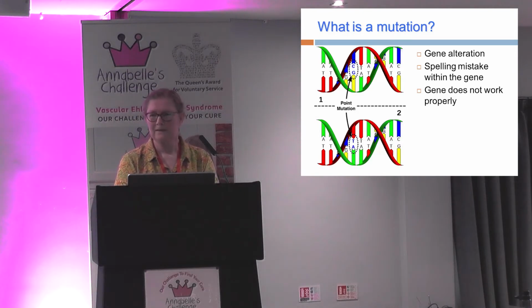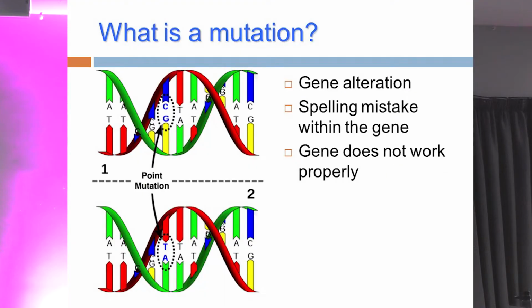And what do we mean when we say that someone's got a variant in a gene? So in the top picture we have the standard sequence, and you can see in the circled area that we've got the G on the bottom strand. And then if someone has just a point mutation, it means just one base is changed, so the G has changed to an A on the bottom picture.